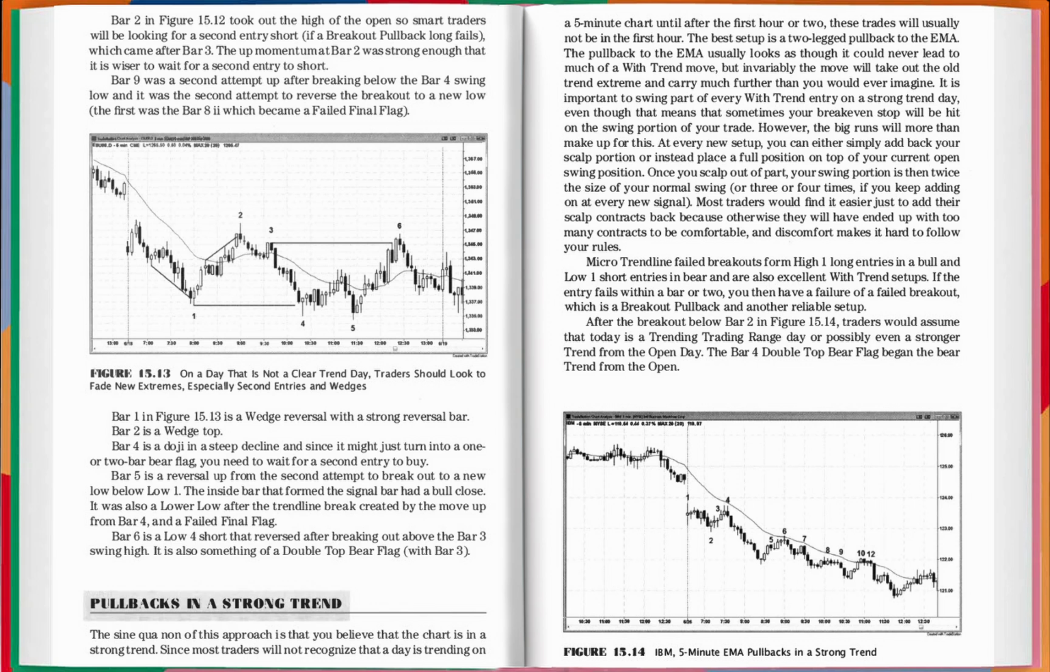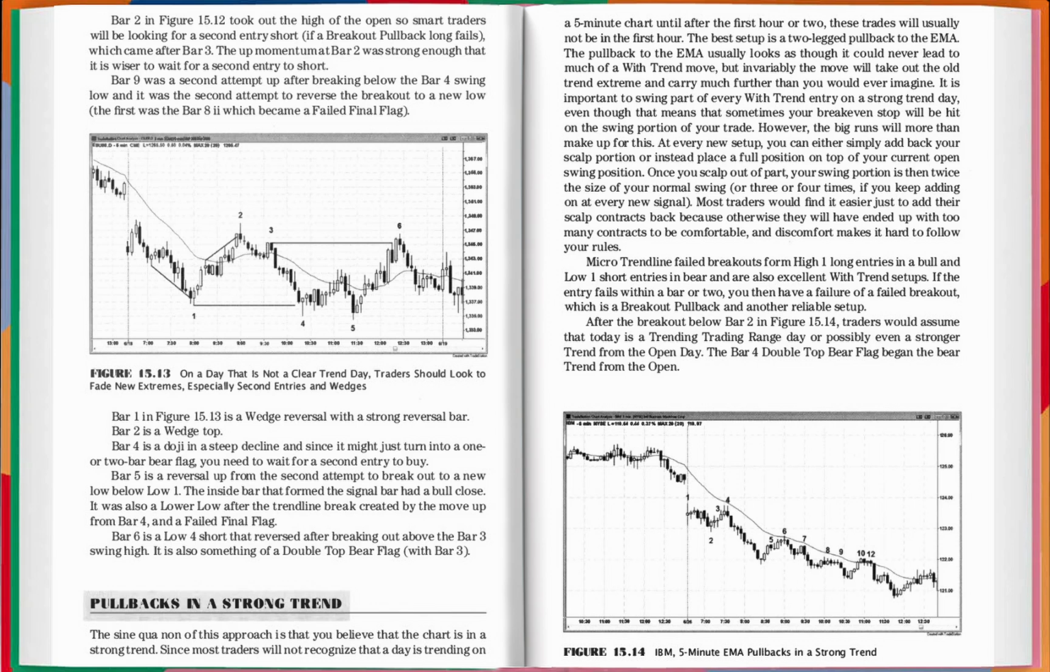At every new setup, you can either simply add back your scalp portion or instead place a full position on top of your current open swing position. Once you scalp out of part, your swing portion is then twice the size of your normal swing, or 3 or 4 times if you keep adding on at every new signal. Most traders would find it easier just to add their scalp contracts back, because otherwise they will have ended up with too many contracts to be comfortable. And discomfort makes it hard to follow your rules.